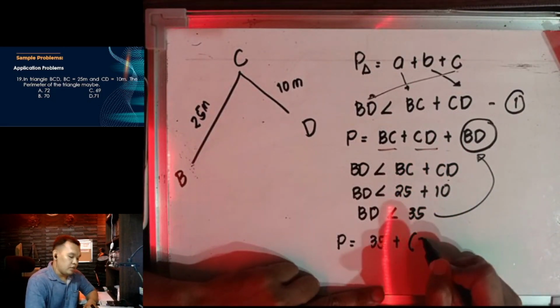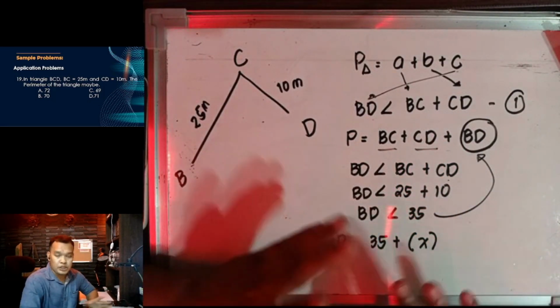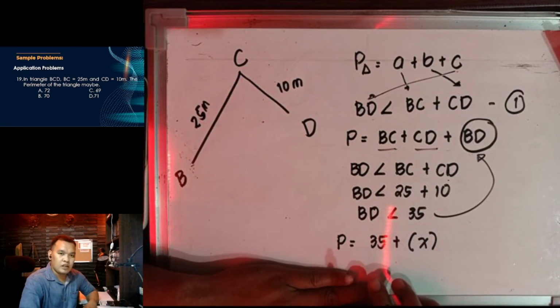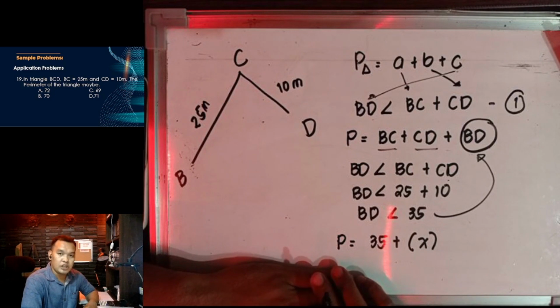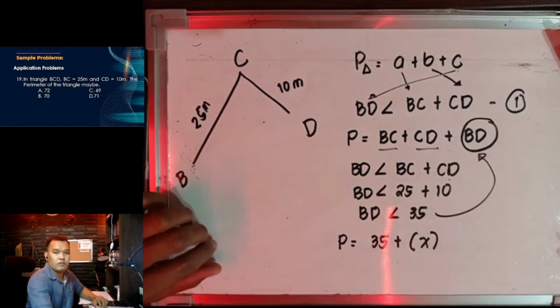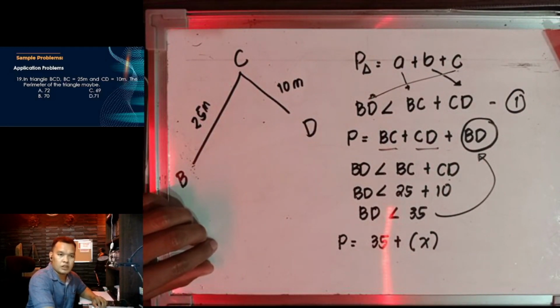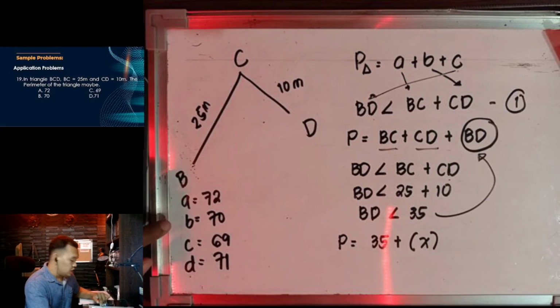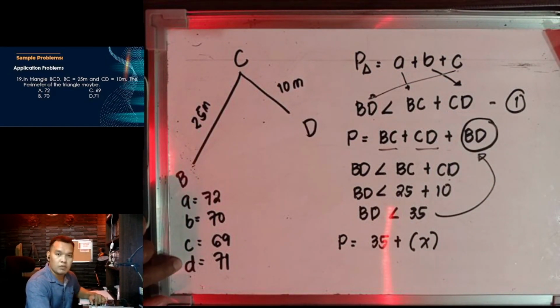Tama? Okay. So let's check in the choices which possible answer, when computed, gives a BD of less than 35. So let's go back to the choices. A is equivalent to 72, B is equivalent to 70, C is equivalent to 69, and D is equivalent to 71. These are our choices: 72, 70, 69, and 71.